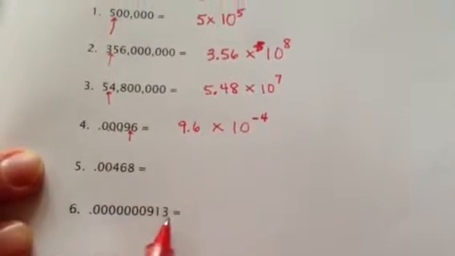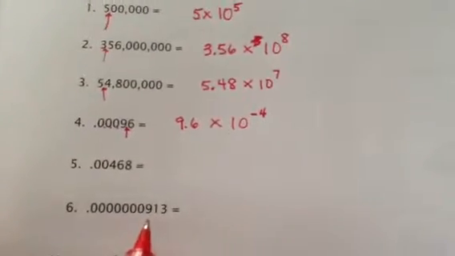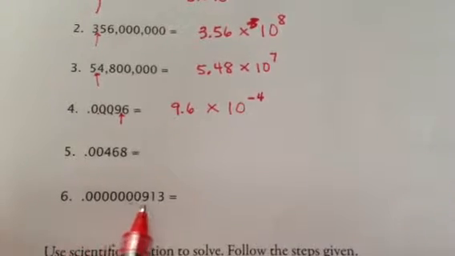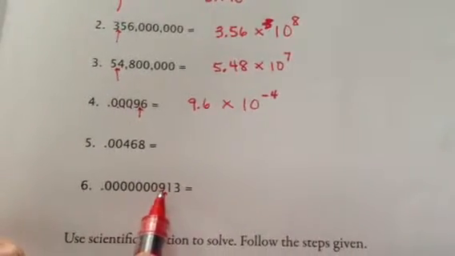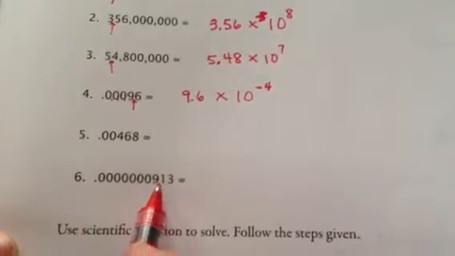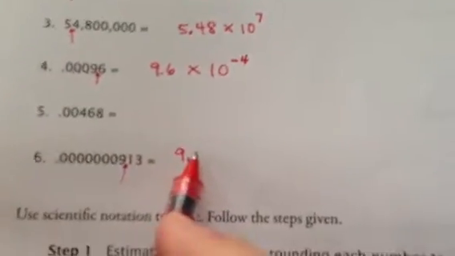Okay, let's try this one. This one's a little harder. Can you see it? Is it nice and clear? Okay, I want my decimal right here because as soon as I first see my first non-zero number, I'm like, whoop, there it is. That's where I want my decimal. So I'm going to write it as 9.13.